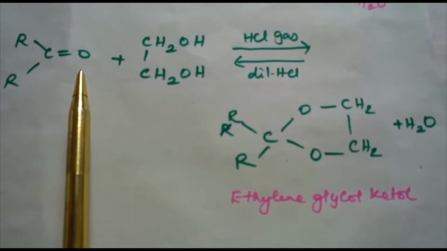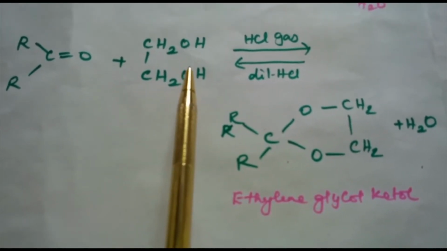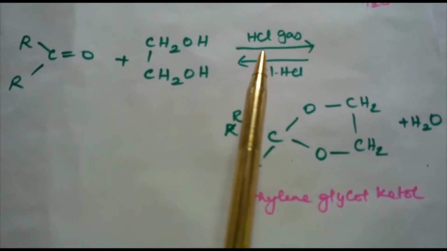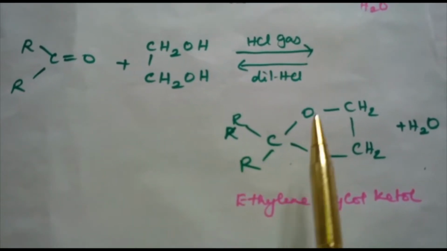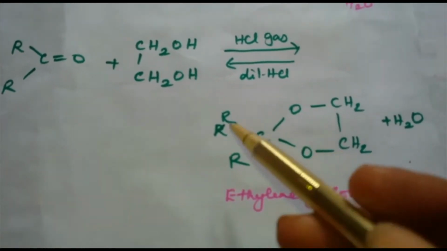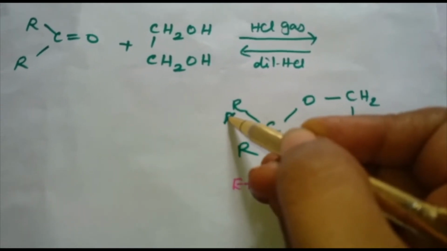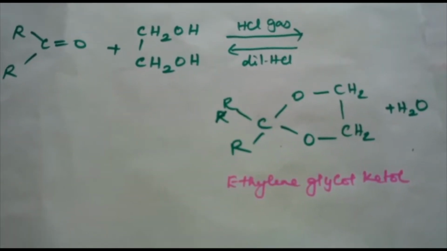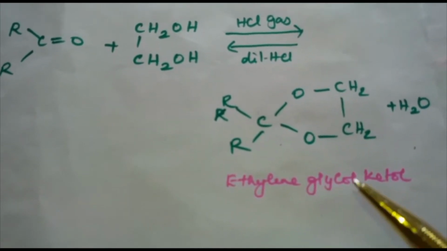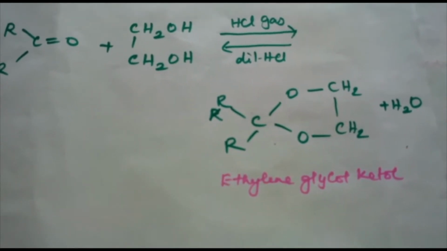Ketones react with ethylene glycol, ethane-1,2-diol is the IUPAC name. Ketones react with ethylene glycol under similar conditions to form cyclic products. This R group is not there. To give cyclic products known as ethylene glycol ketals.